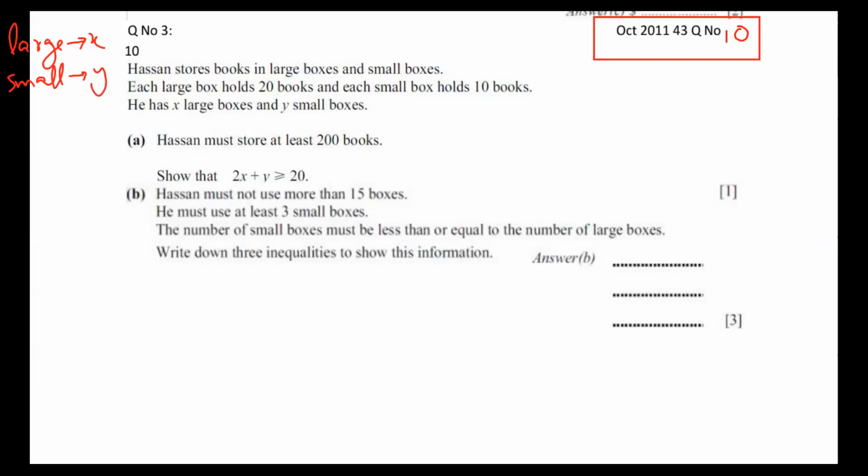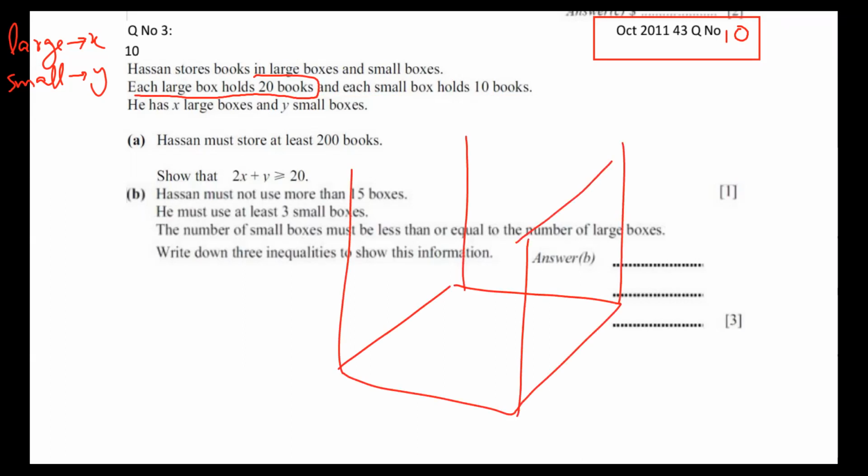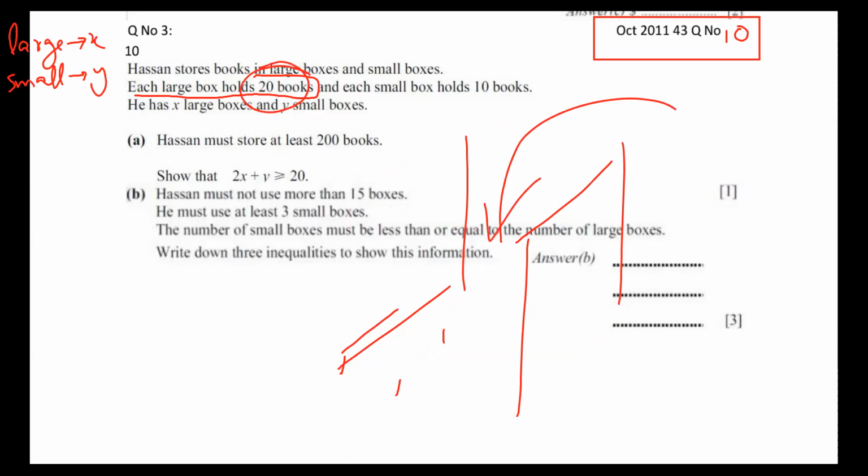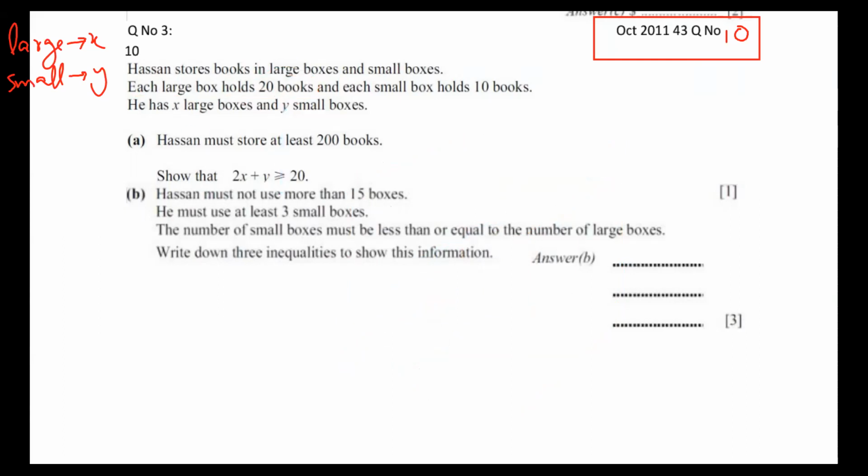Then Hassan must store at least 200 books. But before I read this, I have to read line number 2, which is very important. Each large box can hold 20 books. Like there's a large box, and you can store one book. This is one book, for example. You can store more books inside. So he said a large box can hold 20 books. I hope you got the concept that in a large box, 20 books can be held. And each small box can hold 10 books, no problem.